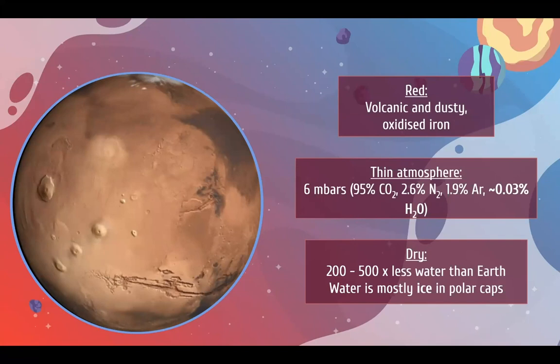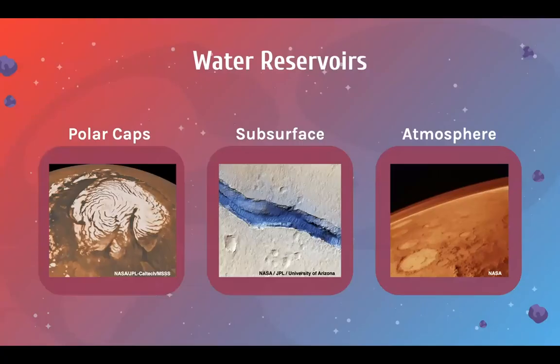And when it comes to water, there is only 0.03% water in the Martian atmosphere, and it is purely in gas form, not liquid. It is very dry, holding 200 to 500 times less water than Earth. Most of that is stored as ice in the polar caps or as gas in the atmosphere, and locked up in the subsurface of the planet. These are the three main reservoirs that I just mentioned.